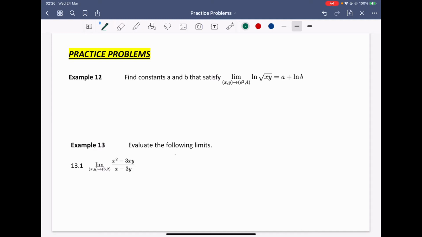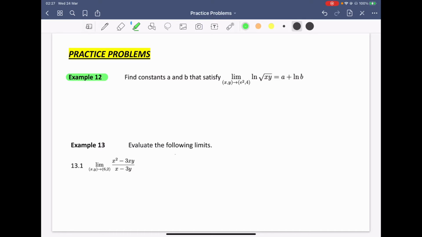Okay, in this video we are going to discuss solutions for practice problems example 12 to example 17. These are problems related to limit and continuity of function of two variables. So let's go over it. All right, we start from example 12.